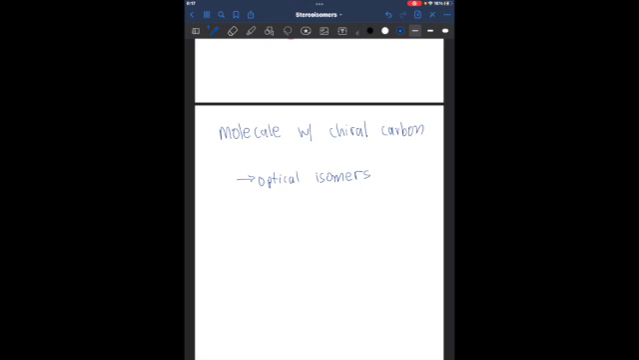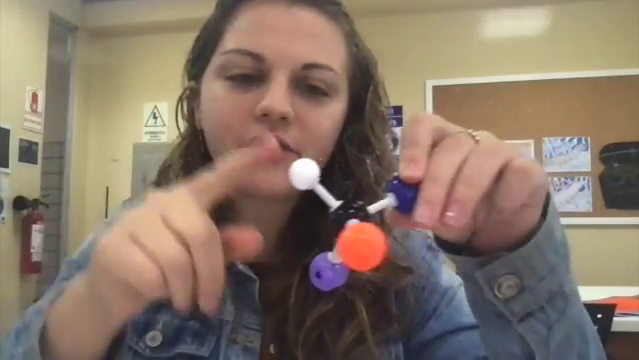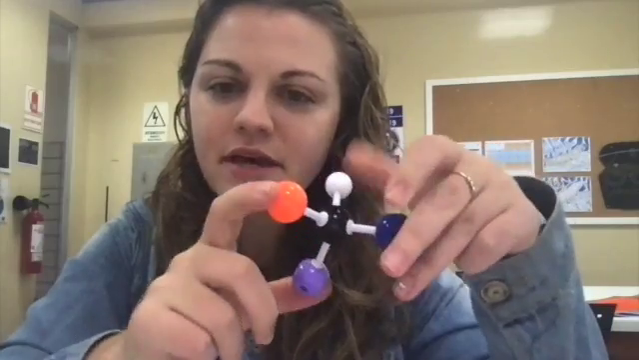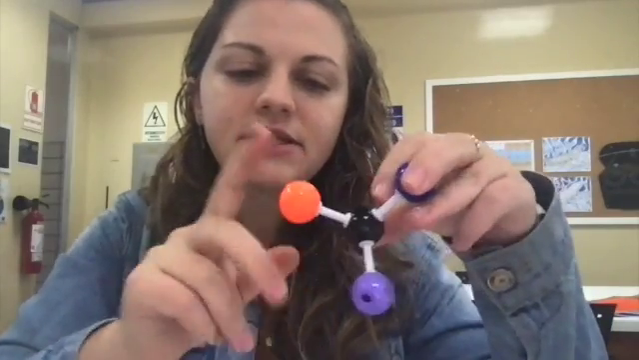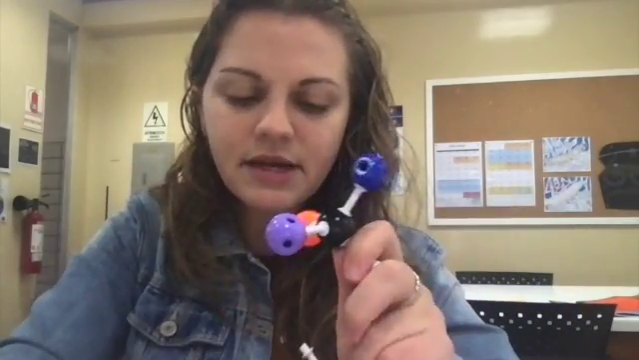We're going to pause for a moment so that I can show you what this actually looks like with the model kits. All right, so let's take a look at some chiral molecules. I have here a molecule that has 4 different substituents, and I'm just using these 4 colors to represent 4 different things. It doesn't really matter what they are, but I know it's chiral because this one carbon is attached to 4 different things. So we're going to take a look at what kind of isomers this can have.